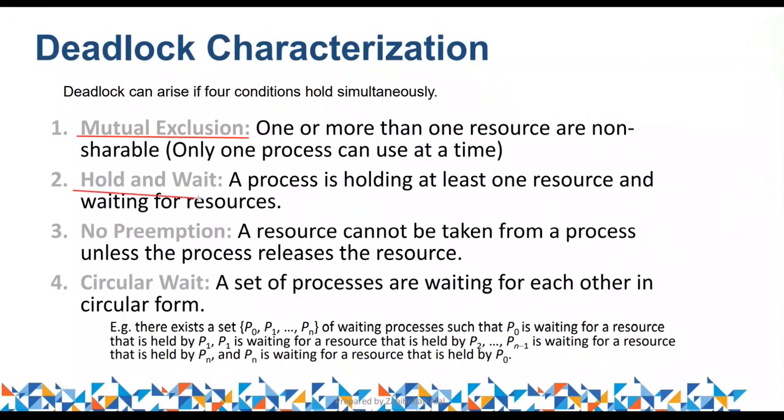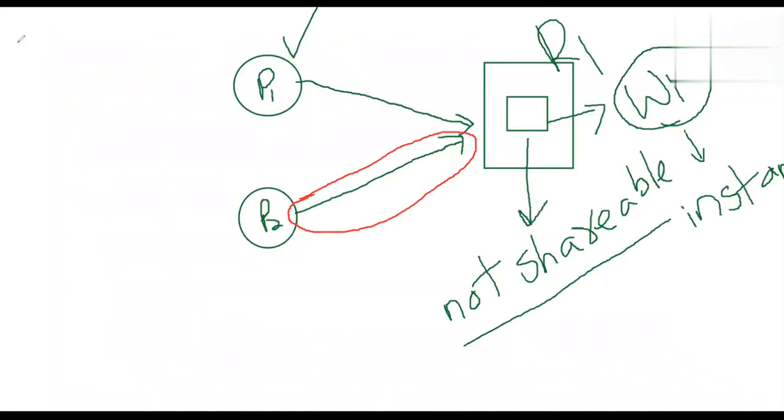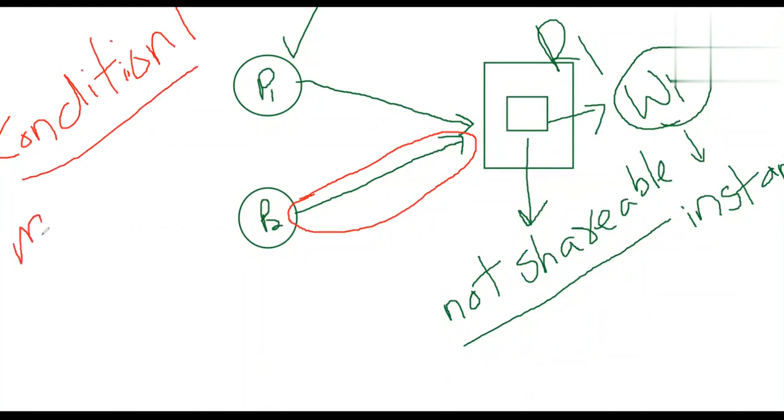The first condition is finished. The second condition is hold and wait. Let's try to understand what the hold and wait situation means. So this was condition 1, let me write it here. Condition 1, and that was mutual exclusion.